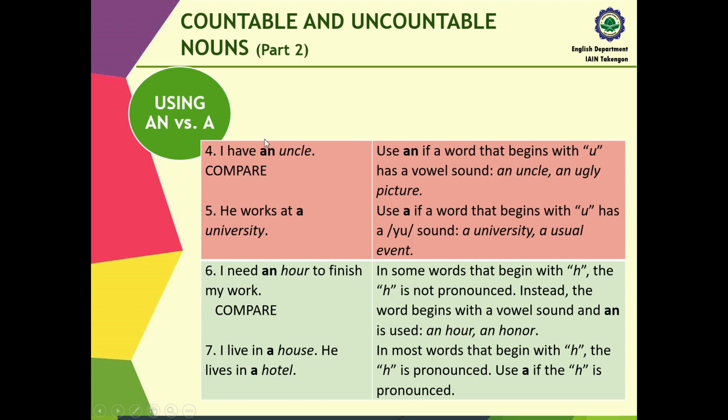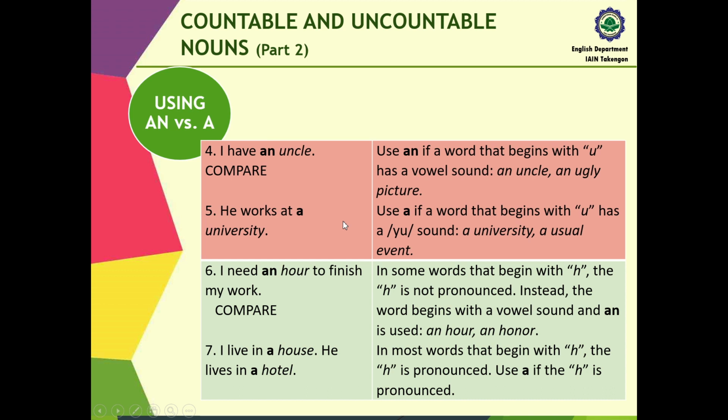Okay, now we have to look at this example. We have to compare two sentences because they have different sounds. Okay, let's see number 4. I have an uncle. Compare this sentence to this one: He works at a university. This word begins with the letter U, and this also uses the letter U, but they have a different sound. In the first sentence it uses an, but in the second one it uses a.